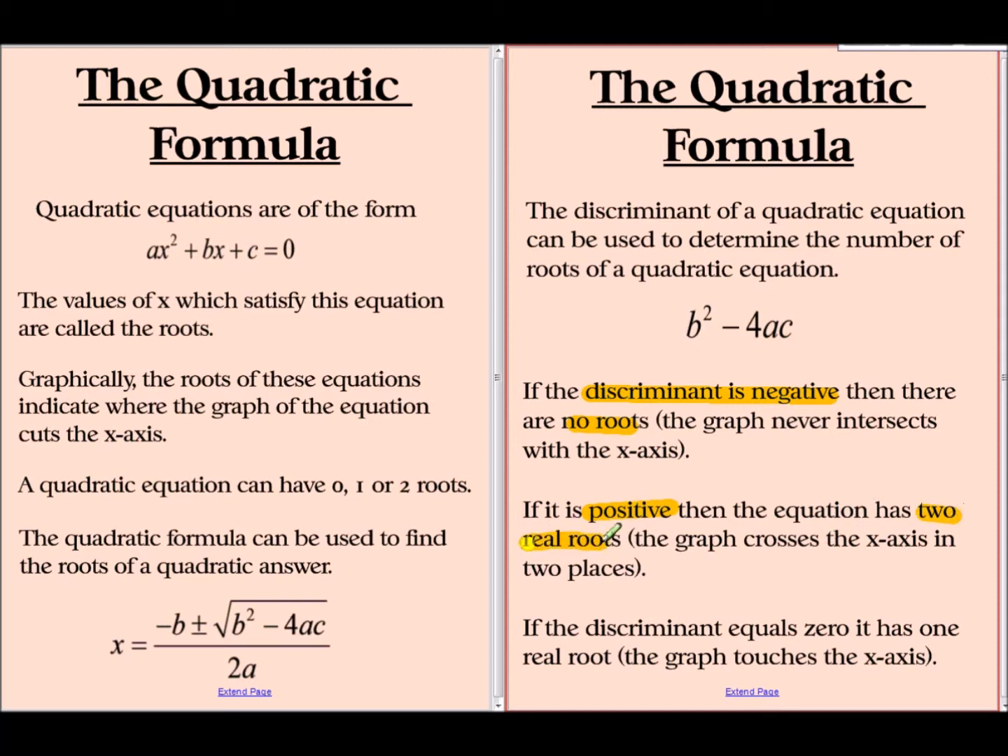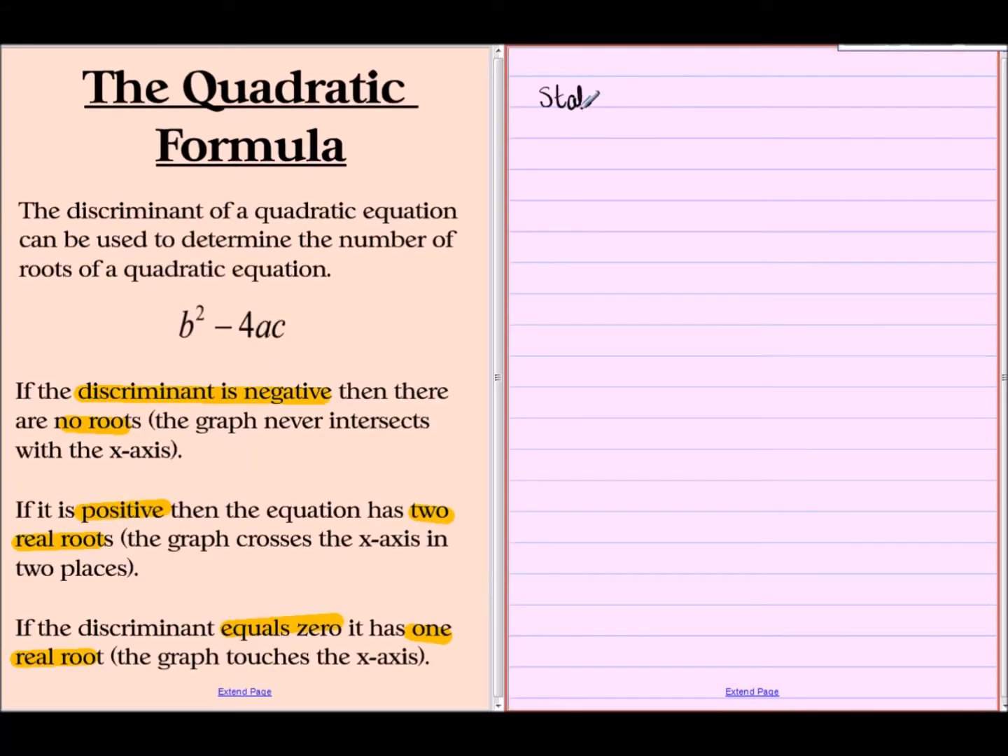Something that's really important is knowing what the discriminant is. The discriminant is the part under the square root, the b squared minus 4ac. If this is positive, then the equation has two real roots. If the discriminant is 0, it has one real root. Or if it's negative, then there are no roots, which means it doesn't intersect the axis.